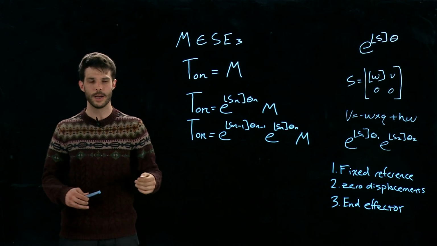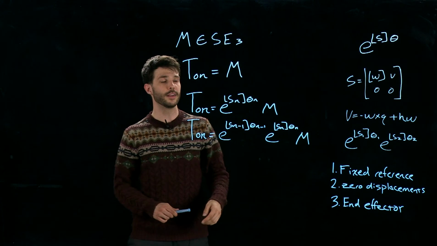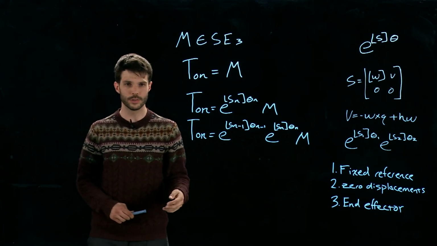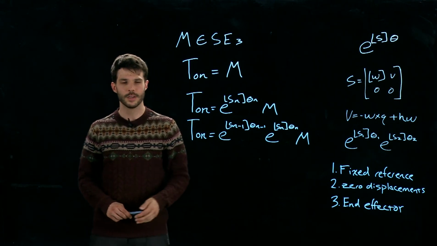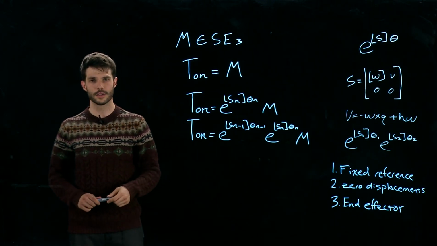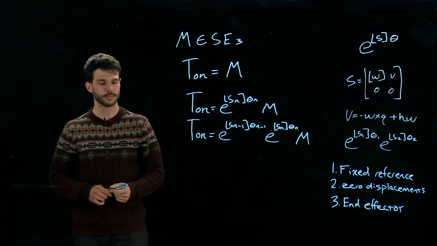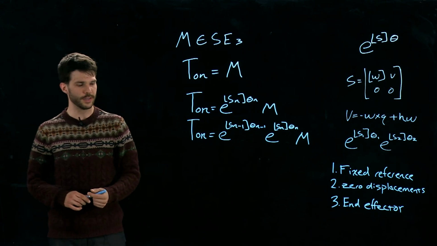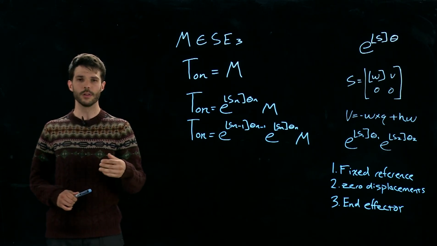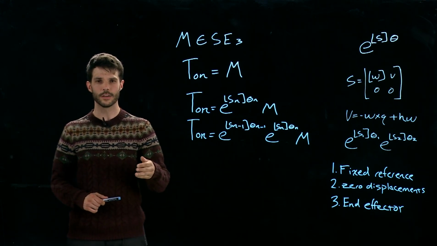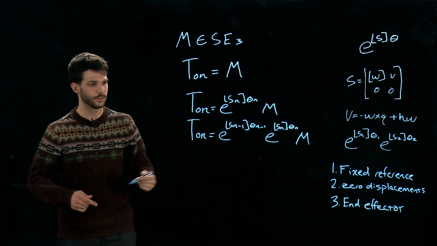Finally, as we saw, we can define the fixed reference frame arbitrarily, and we can also attach the end effector arbitrarily, which can simplify finding the forward kinematics of an open chain for us. So the last thing I'm going to do is write the generalized form of the product of exponentials formula, and we'll look at how we can go about finding the parameters of each of these terms in following videos.